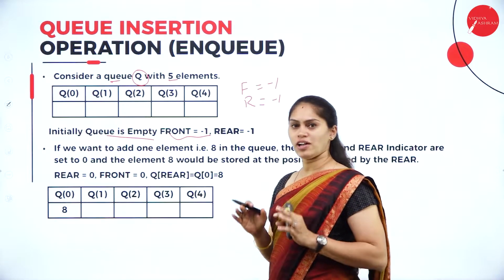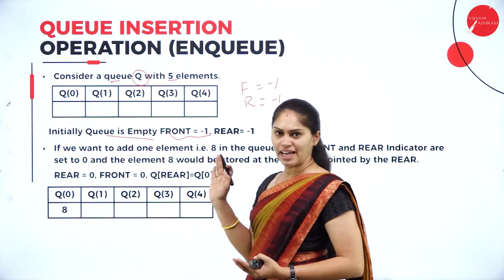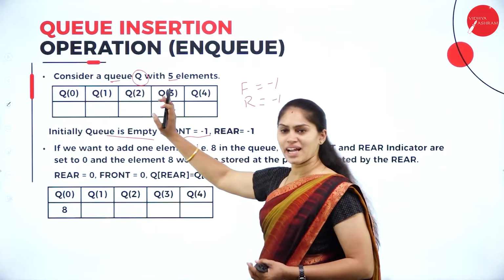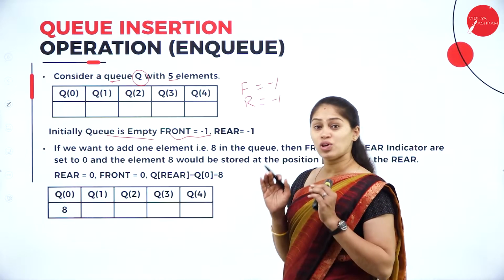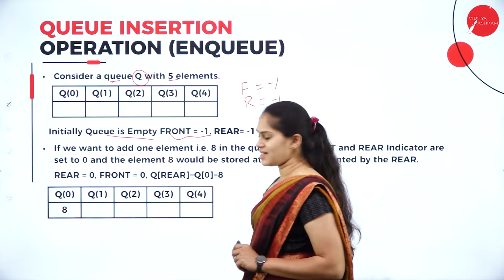That means it is not initialized or pointing anywhere in the creation of a queue. So as of now, when I am creating a queue, front and rear both will be -1. That indicates we are creating a queue. What is the next point here?